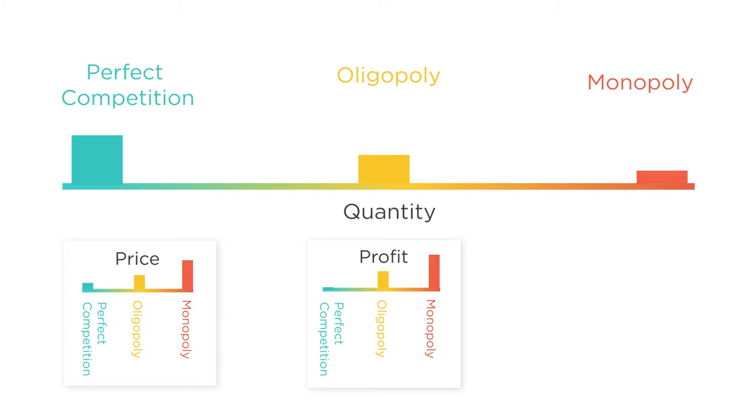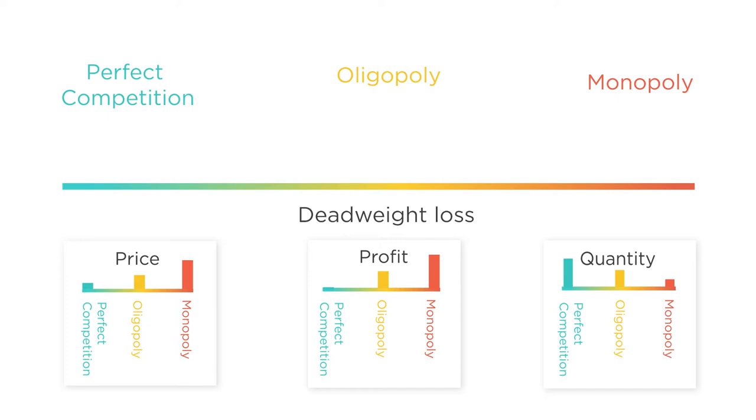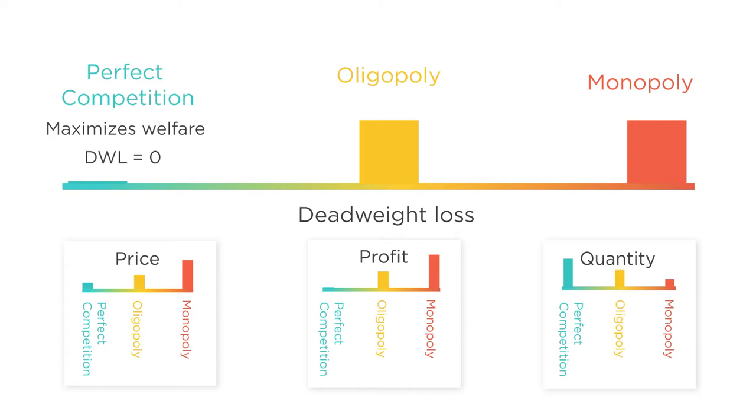Now let's turn to welfare. We know that a perfectly competitive firm maximizes welfare. And we know the monopolist causes deadweight loss by foregoing trades where willingness to pay is above marginal cost. An oligopoly also causes deadweight loss. Since its price is above marginal cost, trades that make both parties better off aren't happening. However, since its prices aren't as far above marginal cost as a monopolist's, its deadweight loss is lower.